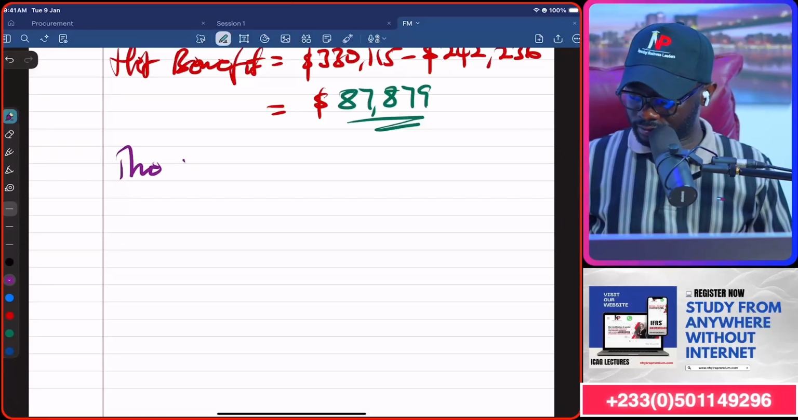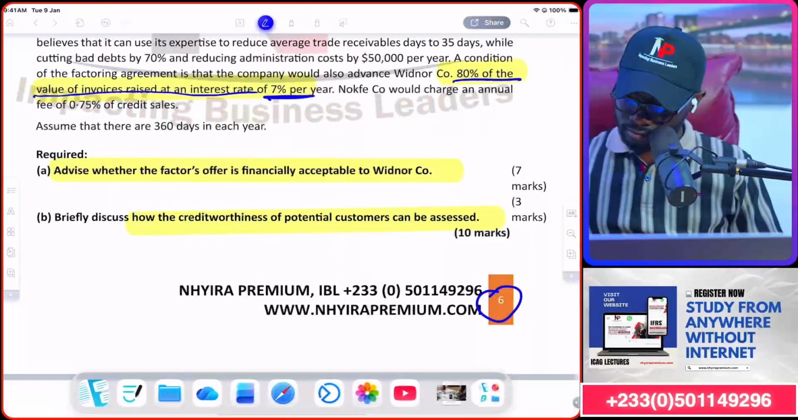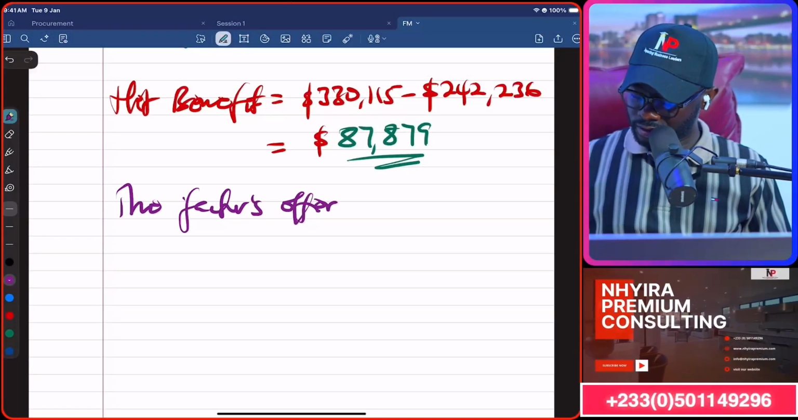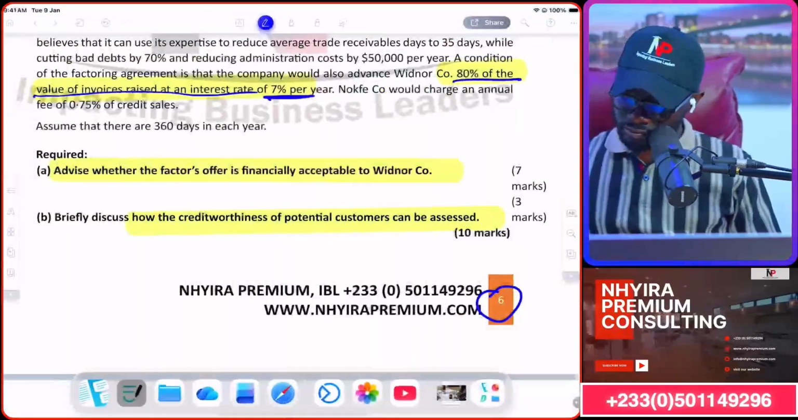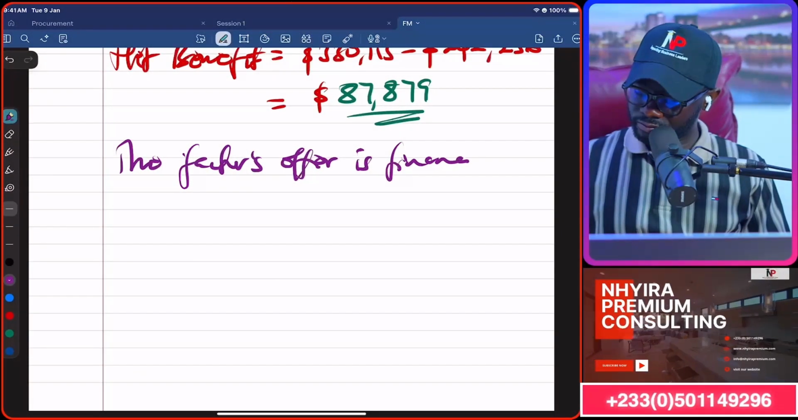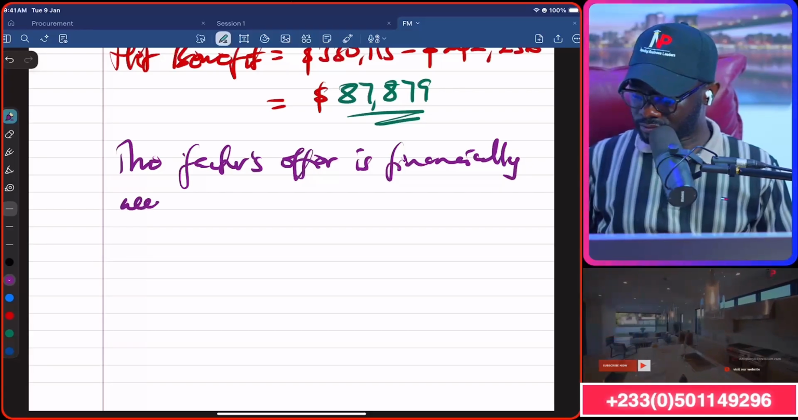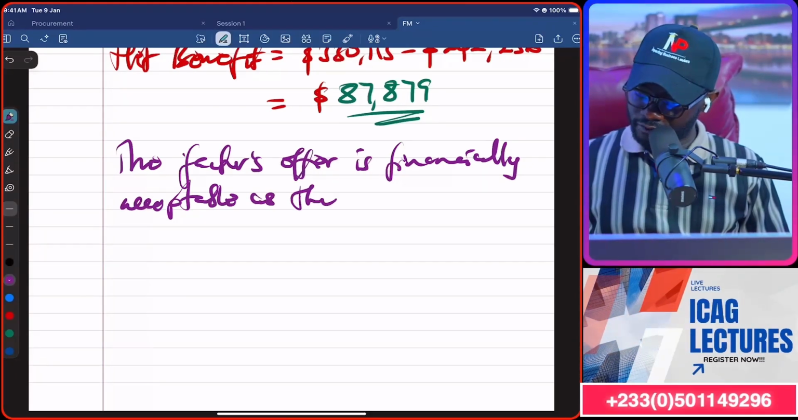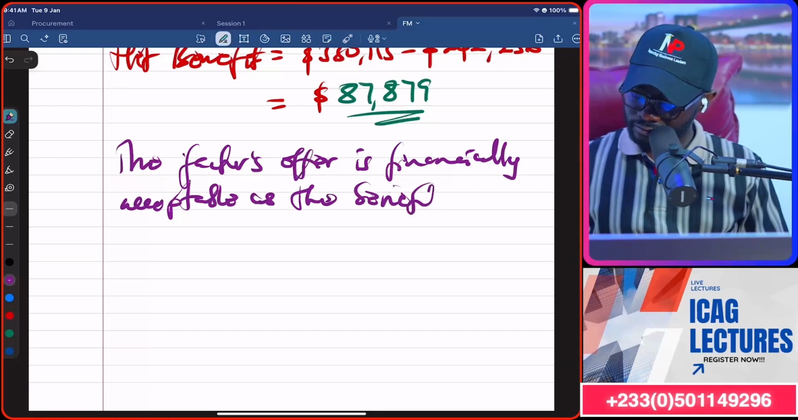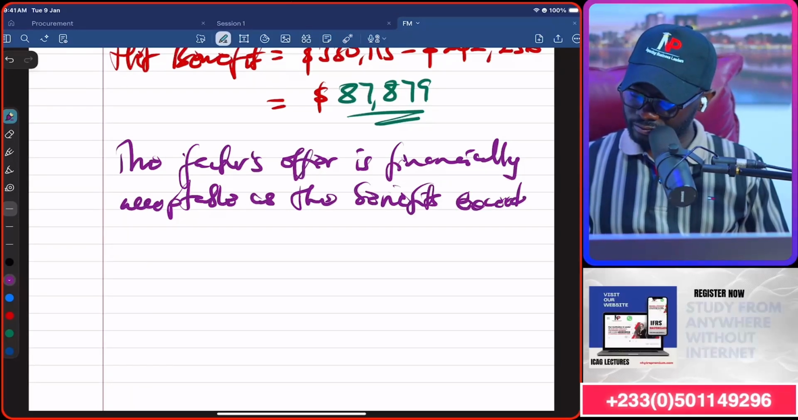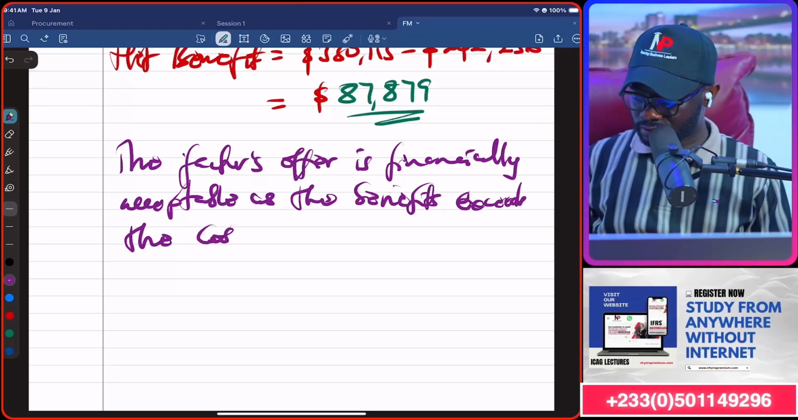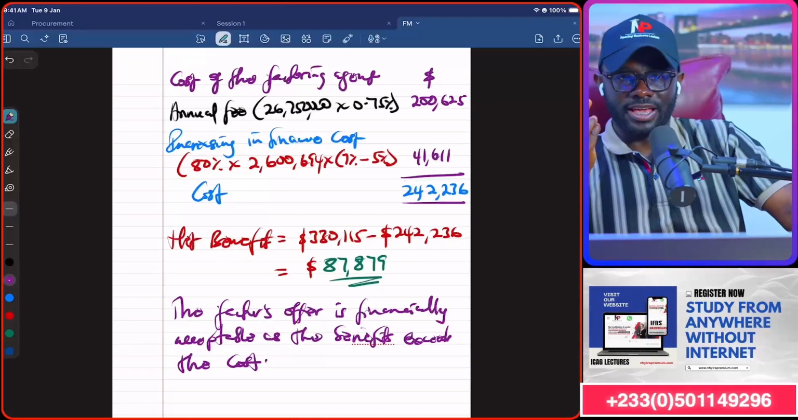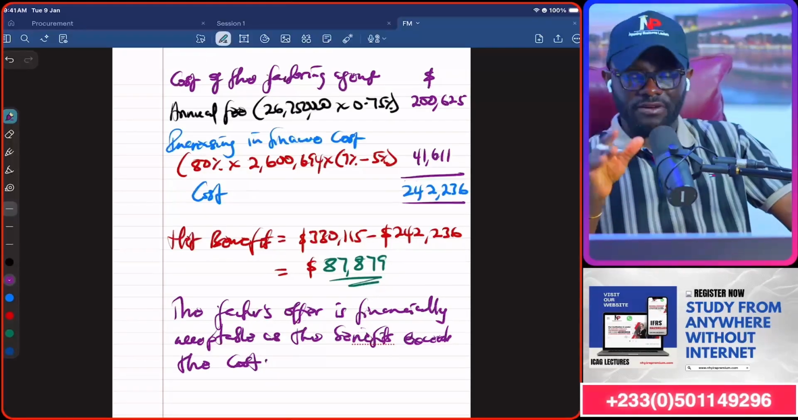the factor's offer is financially acceptable, okay? As the benefit exceeds the cost. So in other words, engage the factor. That's what we are saying here. In other words, engage the factor.